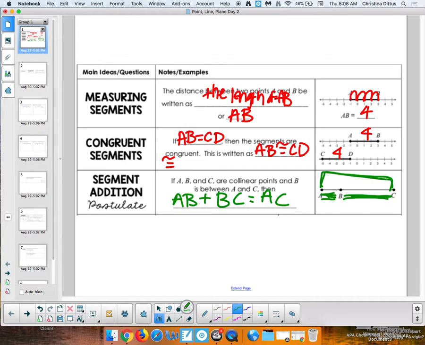Okay? So if I told you that AB was 3 and BC was 7, how big is AC, the whole thing? 10. That's all this is saying: if I add the 2 small parts, it has to add up to the big part. Okay. Questions there?